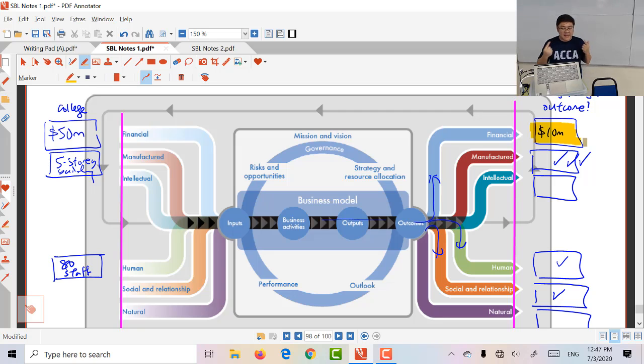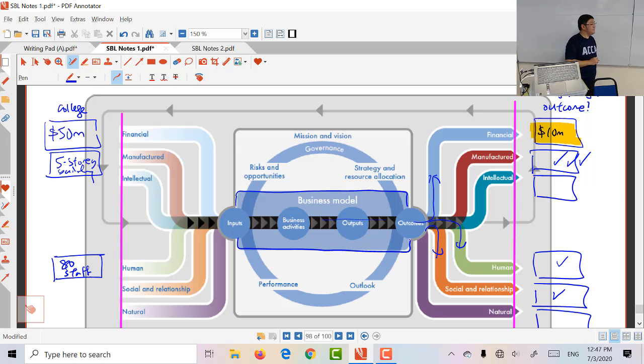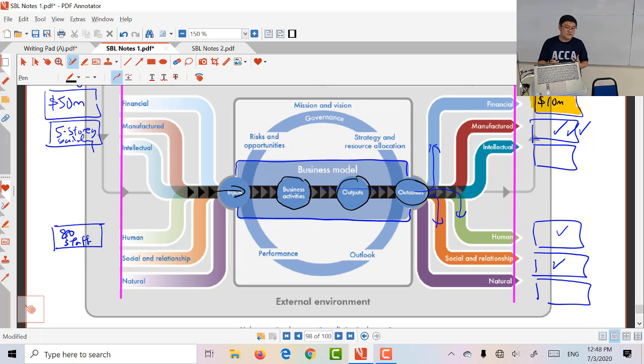Now, what changes the capital is your business model. Okay? What changes it is your business model. It's things that come in, go through your business activities, come up with their output, and get you the outcome. That's your business model. Okay? Now, the success of your business model, alright? The success of your business model depends on what? It depends on your strategy.